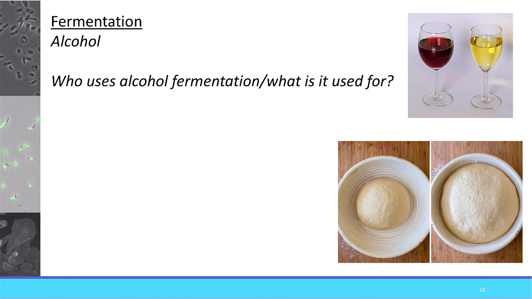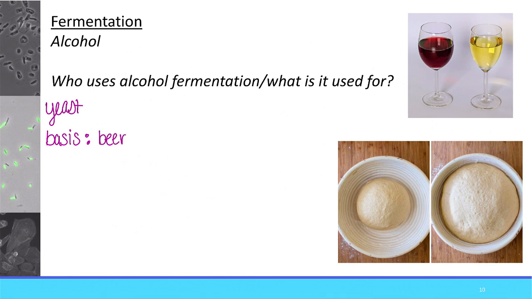And let's answer the question of who uses alcohol fermentation, what it is used for, and why it is so important. Probably the organism that is most commonly talked about when it comes to alcohol fermentation is yeast, or Saccharomyces cerevisiae. In our enzyme labs that we've been working on in this class, you all have actually gotten to use Saccharomyces cerevisiae, and it's the basis for many things.